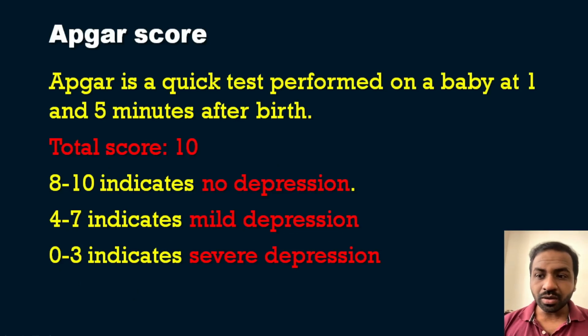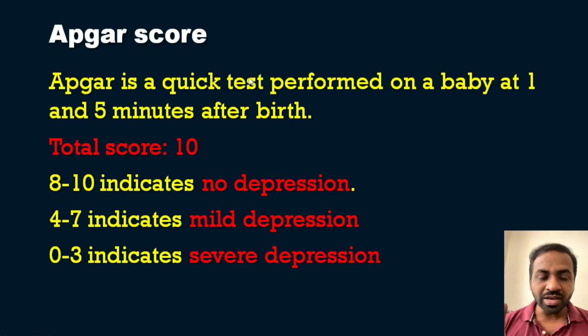So I think you know the full form of Apgar. A for activity, P for pulse, G for grimace, A for appearance, R for respiration. So these 5 parameters are there, and for each one a score of 0 to 2 can be given. So the total score will be 10, and it is a quick test performed on a baby at 1 and 5 minutes after birth. Apgar is the test performed at 1 minute and then at 5 minutes.